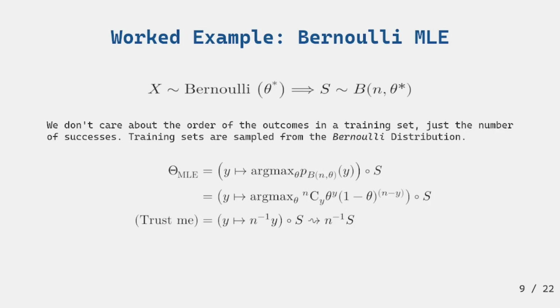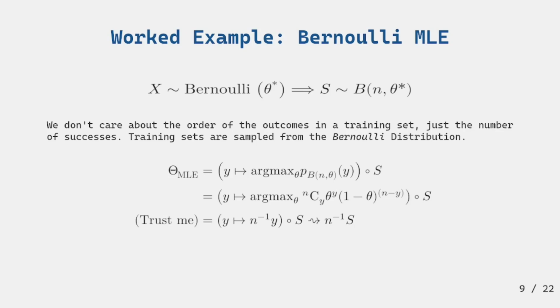And so what we do is compose this maximum likelihood function. So given some y, the observed number of heads, what is the theta that maximizes the probability that a Bernoulli distribution generates y?